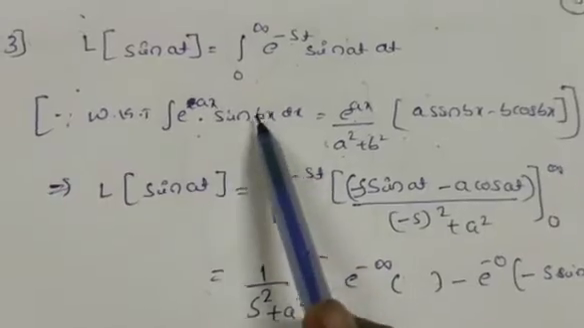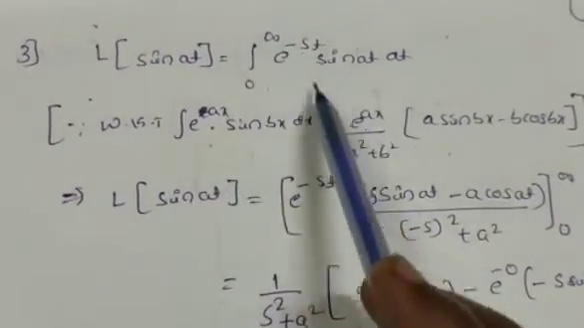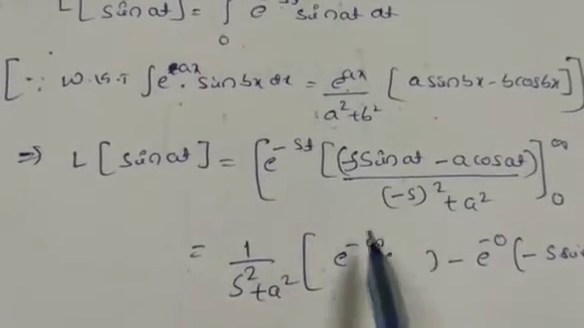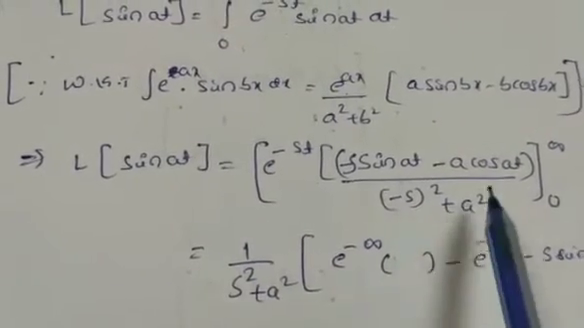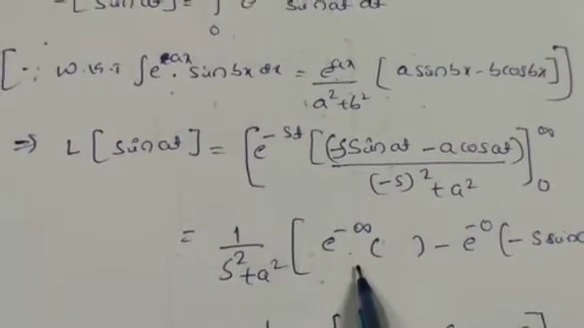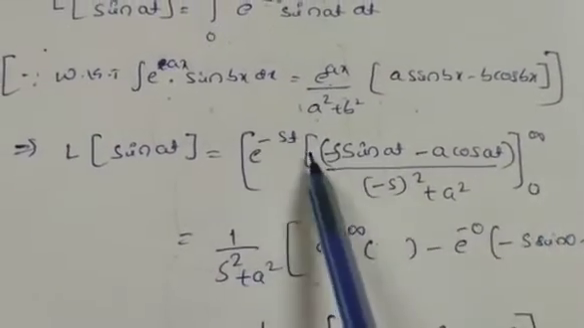You just replace here. You just compare these two formulas and write. So it is equal to minus s square is s square only. Take this one as outside because the limits are for only t. 1 by s square plus a square as it is. E raised to upper limit t is infinity.